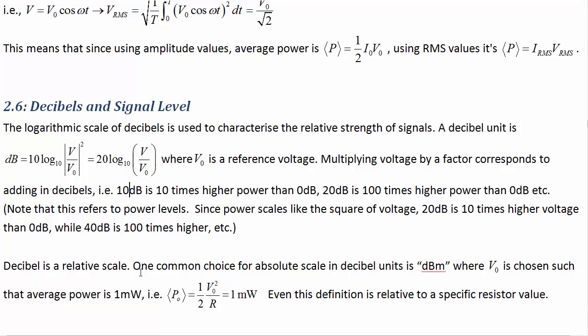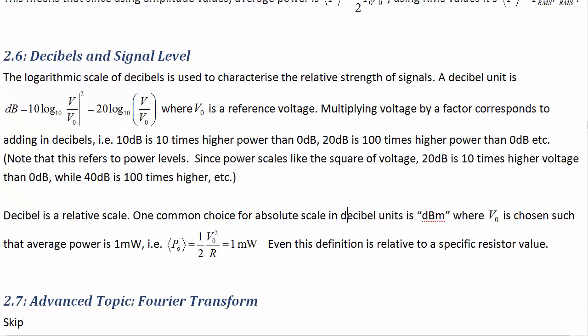Decibels are a relative scale. One common choice for an absolute scale in decibel units is dBm, where V0 is chosen so that the average power is a milliwatt. Average power of 1/2 V0 squared over R is 1 milliwatt. But even this definition requires some specific resistor value. So for one resistor, maybe a voltage of 100 volts is 1 dBm, but for another resistor, maybe a voltage of 2 volts is 100 dBm. You have to know the specific resistor value.